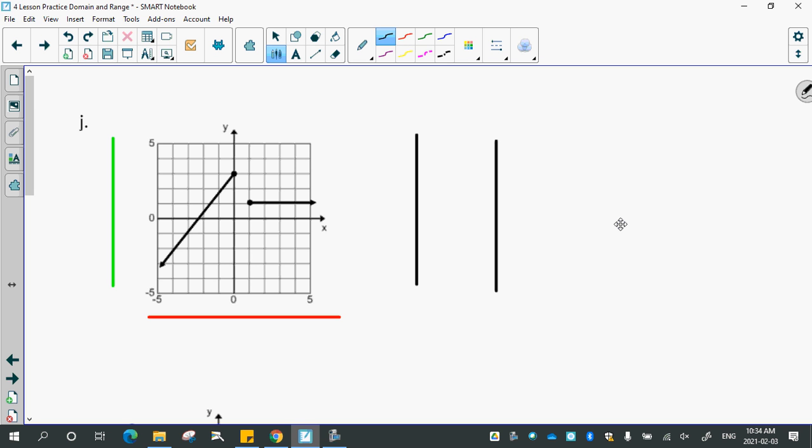There's that vertical line. Everyone agree? Vertical line test? Yes. Do we agree it passes the vertical line test? Yes.